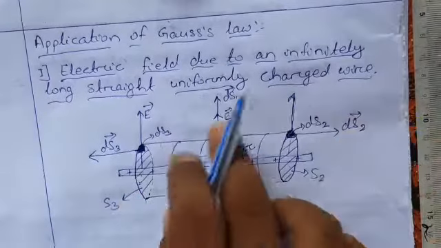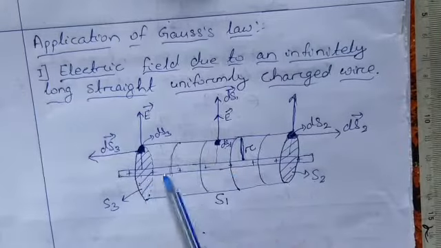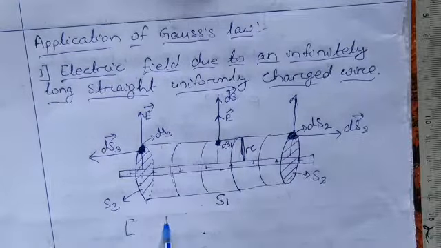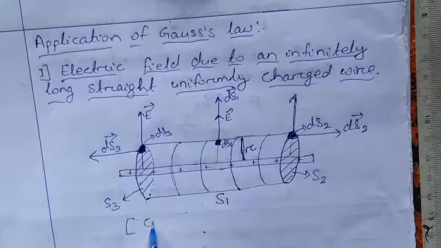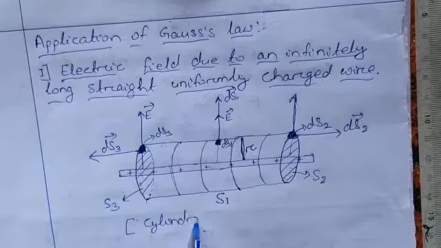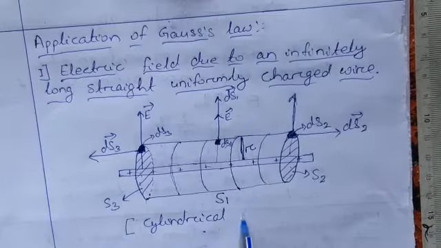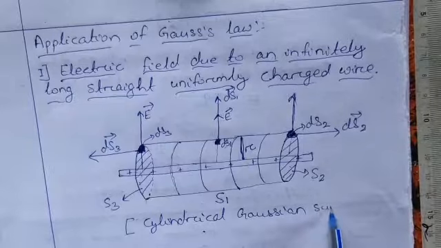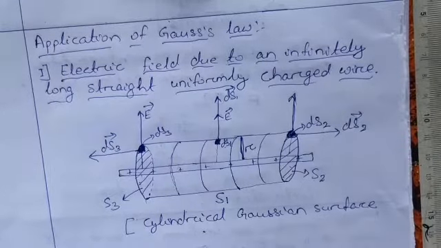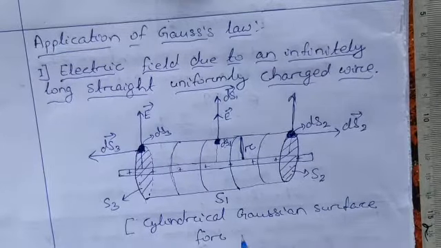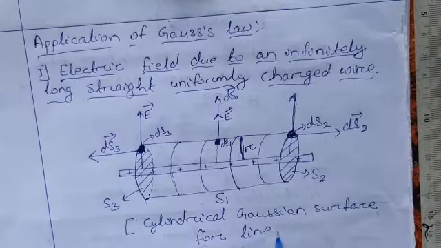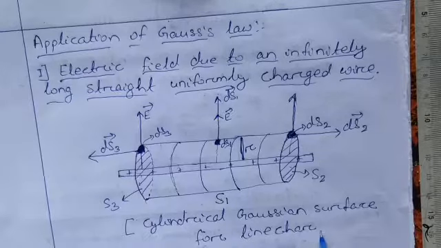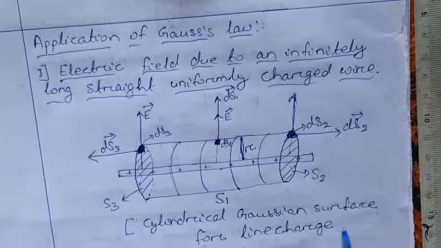This is the whole diagram where I have taken the cylindrical Gaussian surface for line charge.